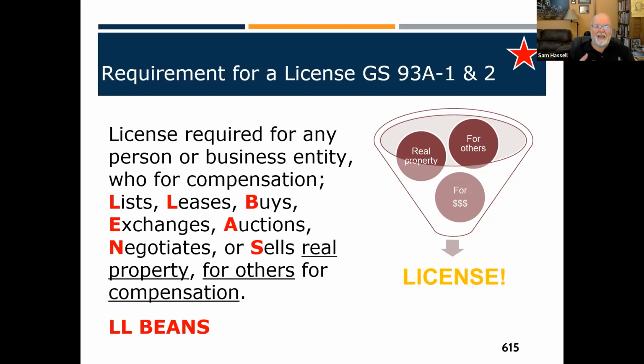Now, there's a neat little acronym that came up, LL Beans, and I think we talked about this in chapter 1, maybe four or five weeks ago. If you can remember LL Beans, that's fine. Use the funnel. Keep that in mind. There are three different parameters in that funnel that you're seeing on the board here. If all three of those appear, you need a license. If one is missing or two are missing, you don't need a license, okay?